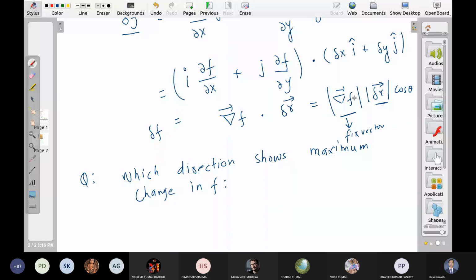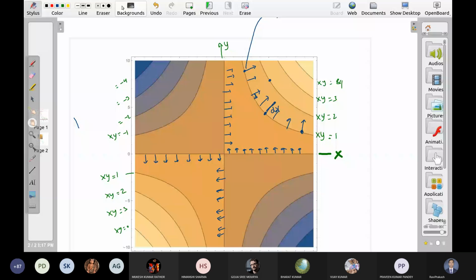What does it mean? Let us say we are at this point. The gradient is in this direction. Okay. Now let us say delta r mod is 1 mm. But you can move in any direction. You can move here 1 mm. You can move in this direction also by 1 mm. You can move in this direction, this direction, this direction.